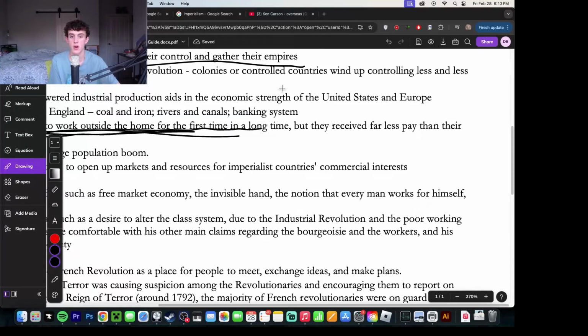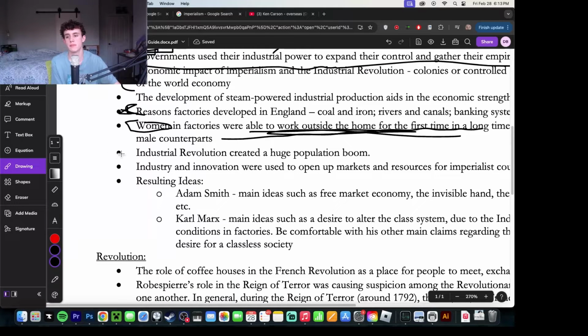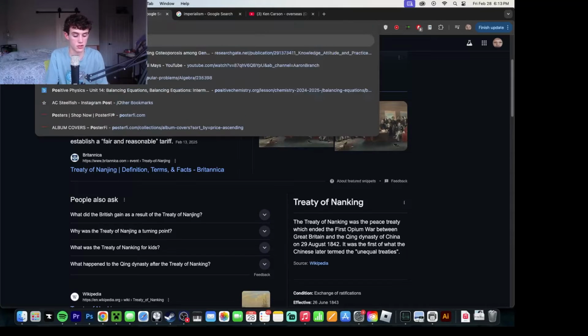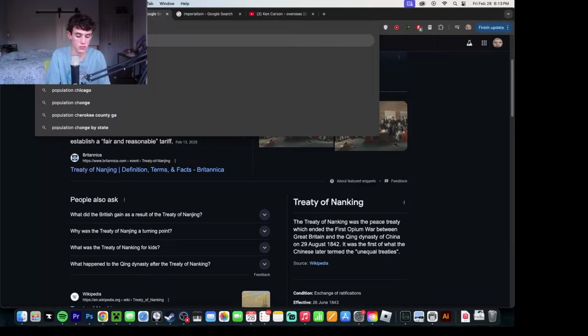But yeah, they receive far less pay than men. This is not as prominent now. Equal pay has been resolved to a degree. There are obviously still going to be problems, but there's going to be problems with everything. But this created a huge population boom. As I was saying, if you look at, let's say, a population chart from the Industrial Revolution.